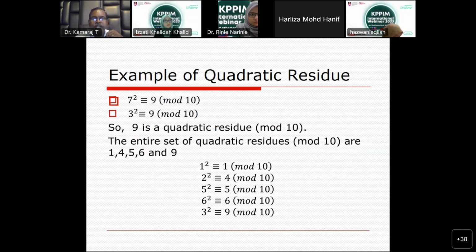Examples. Let me start with some examples so that you can understand this quadratic residue concept. 7 square is 49. Under modulo 10, the residue is 9. Since 9 is congruent to a square of a number, 9 is called a quadratic residue under modulo 10. You can also see that 3 square is also 9, so in any case 9 is a quadratic residue under modulo 10. In fact, for modulo 10, the entire set of quadratic residues is 1, 4, 5, 6, and 9. You can see the explanation on the screen.